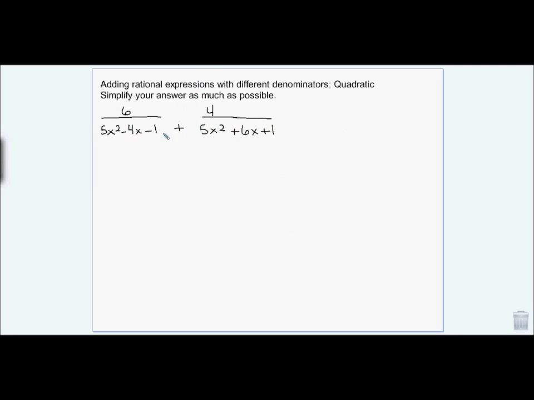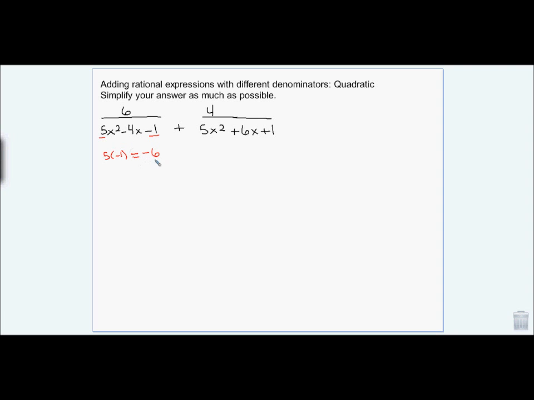Here we have quadratic denominators. When you see quadratics in the denominator, the first thing you need to do is factor these quadratics. So to factor these quadratics, I'm going to use the method that will involve factoring by grouping. So I'm going to multiply 5 times -1, which will give me -6.